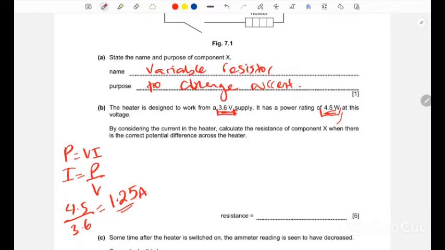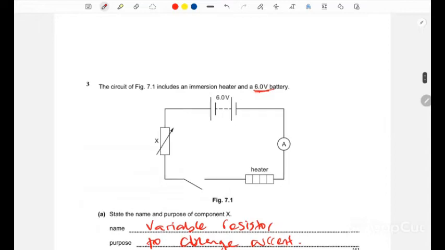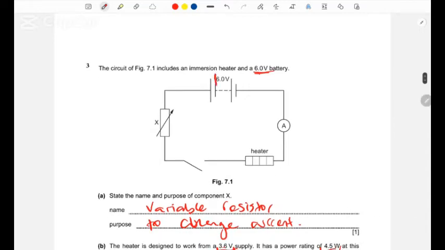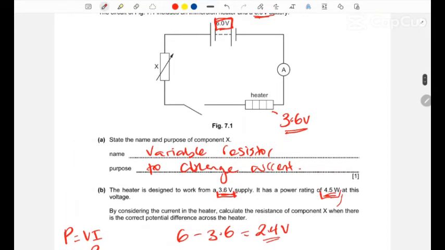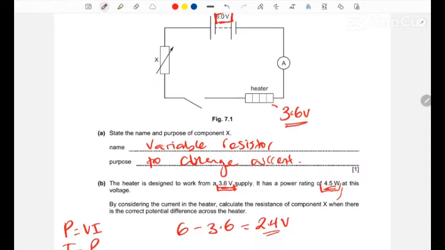Now in the question, they have given us that the cells have 6 volts, and the heater only consumes 3.6 volts. So the remaining is going to be 6 minus 3.6, which is 2.4 volts. So after the heater has used 3.6 volts, the remaining is going to be 2.4 volts.